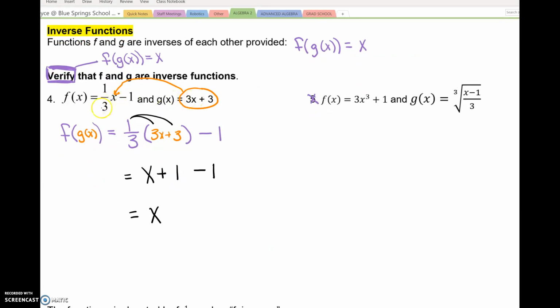And really, as you get familiar with this, if you look at them, you can tell. The g has a times 3, f has a times 1/3. Times 3 and times 1/3 are inverses, they'll undo each other. The plus 3 and the minus 1, that's a little bit harder to see, but that's because it's 1/3 times and 3 times.